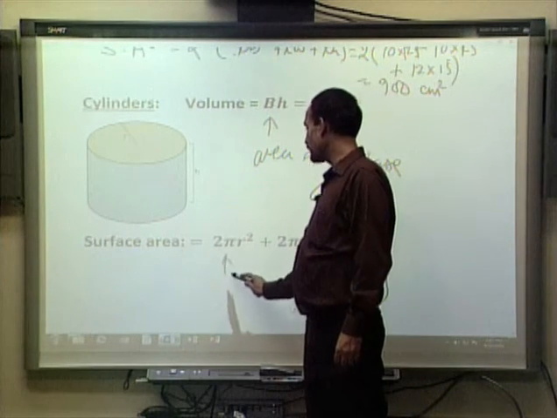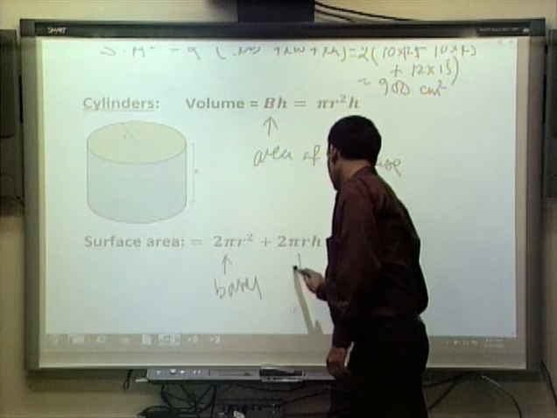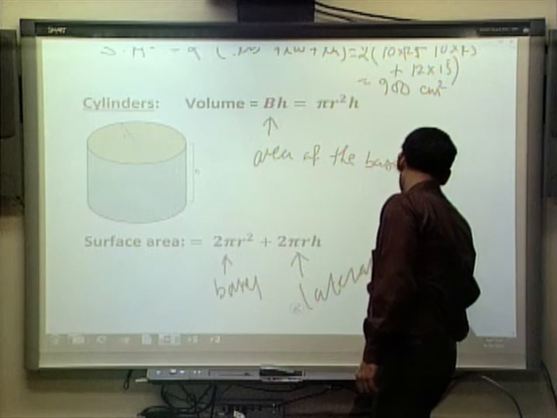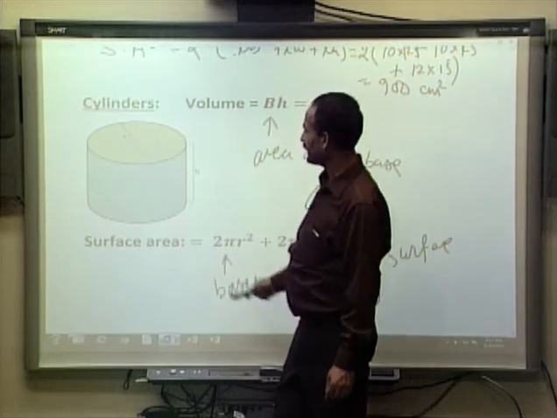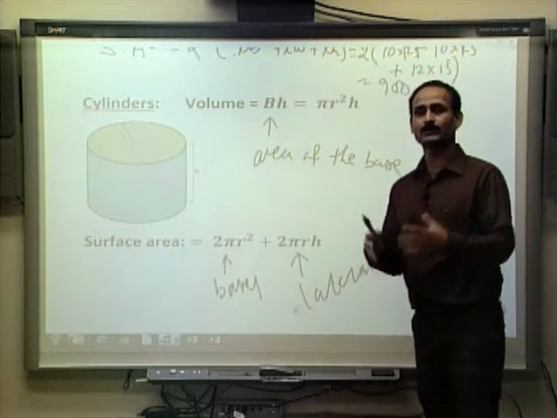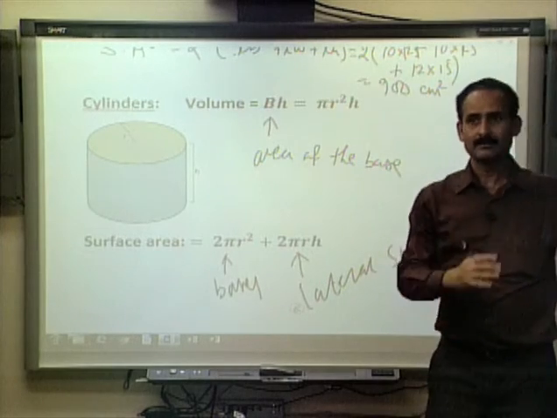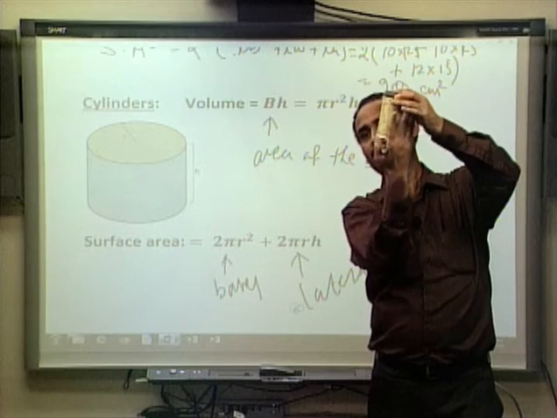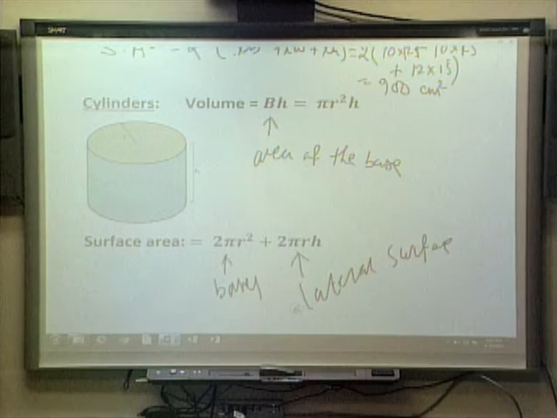This 2 pi r square refers to the bases, and this refers to the lateral surface. This top base is pi r square, bottom base is pi r square. So, 2 pi r square, and the lateral surface, which is the rest of the surface area between the two bases, is given by 2 pi r h.